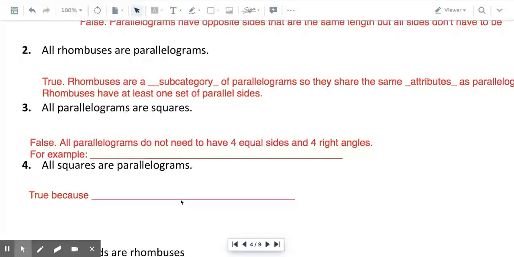No, they don't. So this statement is false. Not all parallelograms are squares. Some of them are, because a square is a subcategory of a parallelogram, but not all of them will be squares. I want you to think of an example that proves this reasoning true. How can we prove that not all parallelograms are squares? Give me an example.